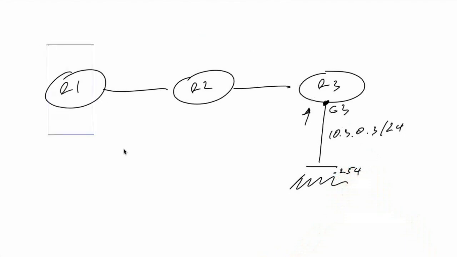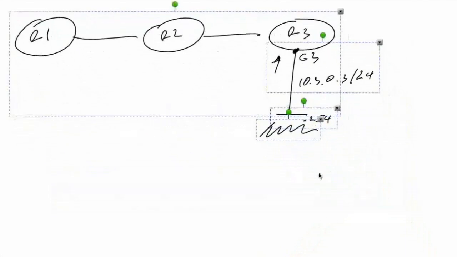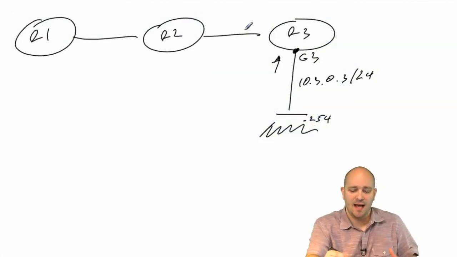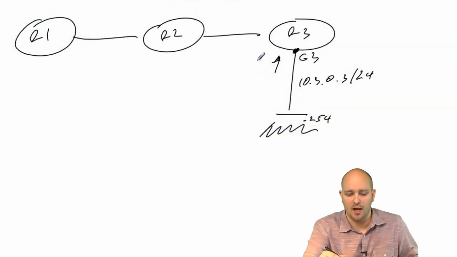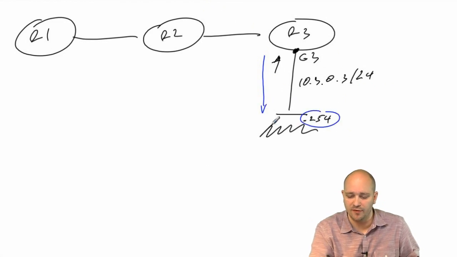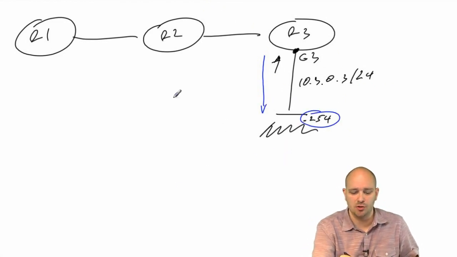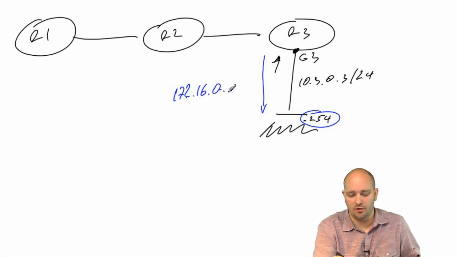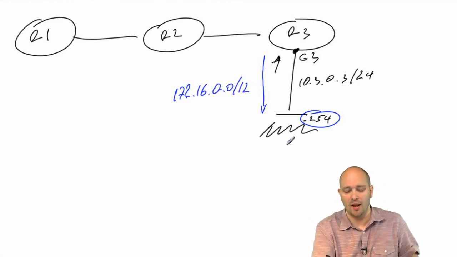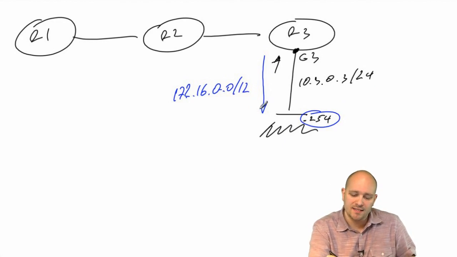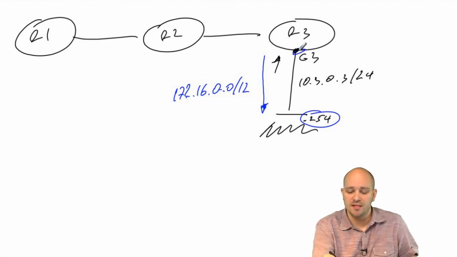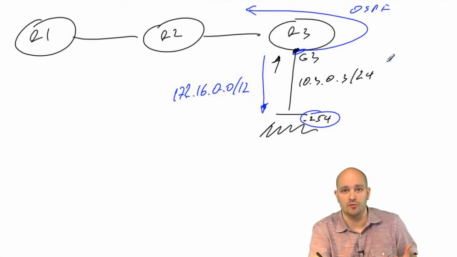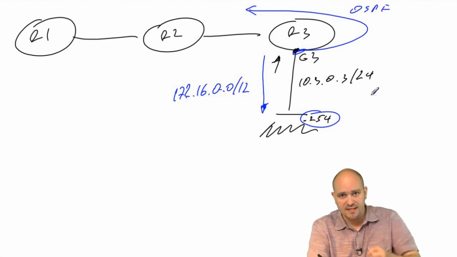So this is what I'm going to be doing now. What I'm going to be doing next is I'm going to add a static route on my R3, pointing to this interface, to this IP address as the next hop, for example, for the 172.16.0.0/12 network. So I want to add this static route here, and then I want to redistribute this static route into my OSPF that is already running and is configured here. So let's take a look at that.